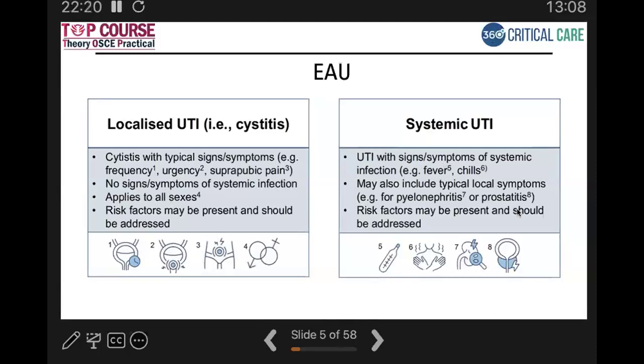Okay. What is systemic UTI? If the patient is having fever, chills with costovertebral angle tenderness and bacteremia with the involvement of kidney or prostate along with the underlying risk factor, then it is called systemic UTI. This is with respect to European guidelines. In 2025, this is how they define the UTI.